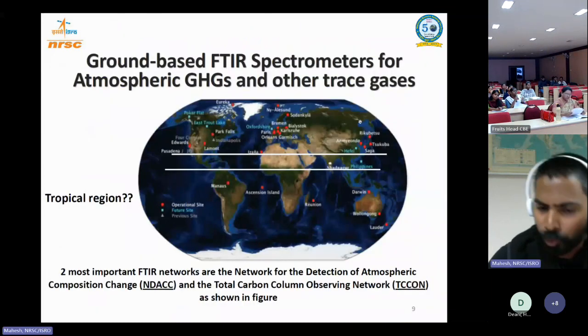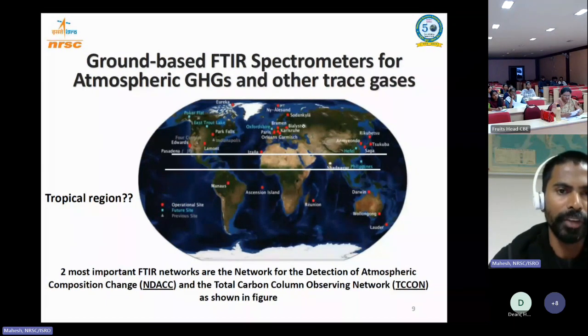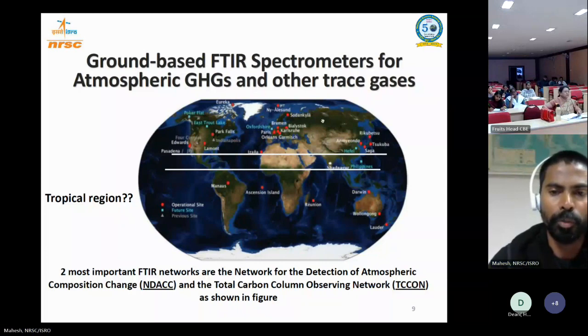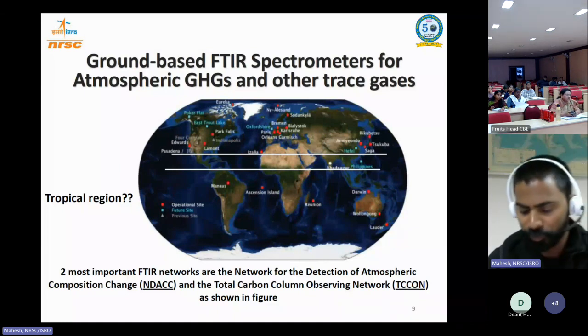And this is one more state-of-the-art infrastructure we established at NRSC ISRO, that is a ground-based FTIR spectrometer, a Fourier transform infrared spectrometer. This is the global network of FTIR, which is very important. If you see the entire globe, many countries are using this FTIR spectrometer for measuring the columnar greenhouse gases, the entire column from the surface to the top of the atmosphere. But in the tropical region, there were no observations before 2014. In 2014 we installed the FTIR spectrometer at the NRSC Shadnagar campus, which is first of its kind in the country to measure columnar greenhouse gases, especially CO2, CH4, N2O, and carbon monoxide.